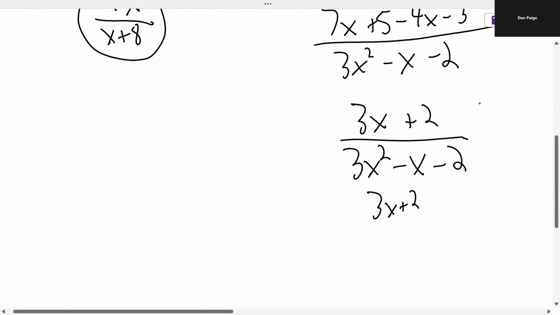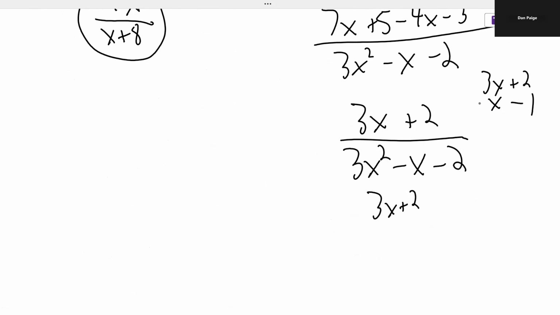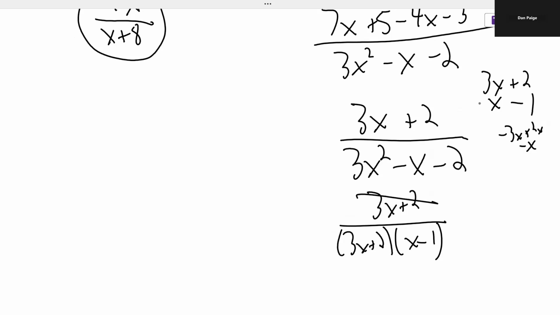I'm going to do the cross products off to the side here. 3x and x. Let's see. Plus 2 minus 1. Negative 3x plus 2x. Negative 1x. Yep. 3x plus 2, x minus 1. Now do you guys see something that can be canceled out? 3x plus 2, 3x plus 2. 1 over x minus 1. Done.